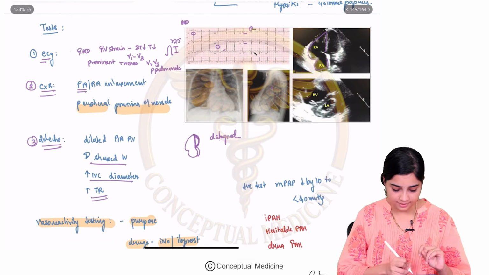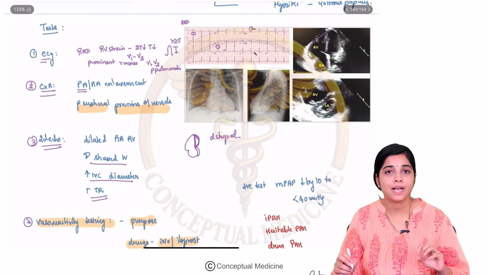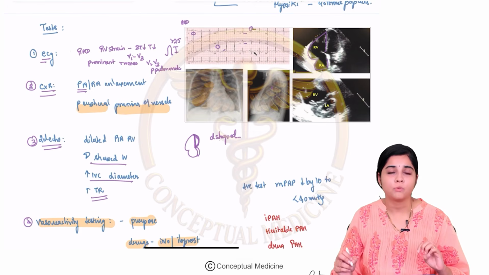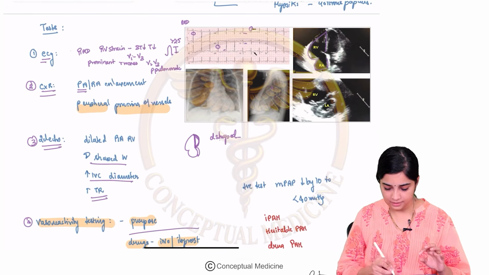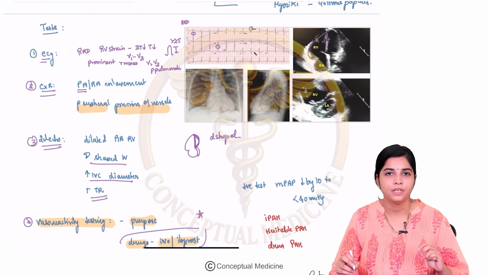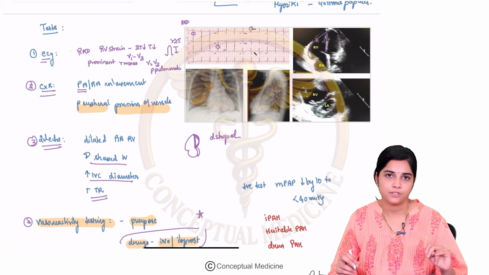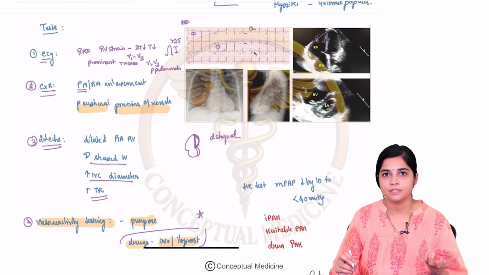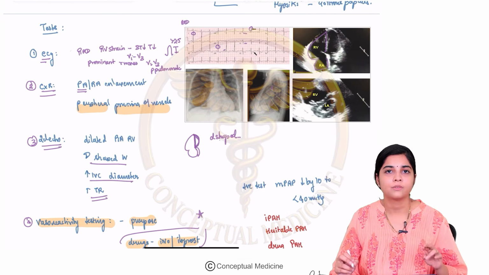Then the next test that we do is called vasoreactivity testing. What do we do in this vasoreactivity testing? We give IV iloprost. Iloprost is basically a prostacyclin analog. We have learnt that prostacyclins are basically drugs which help in vasodilatation. So what is the aim of giving this iloprost? The moment you give iloprost, these vessels undergo vasodilatation.